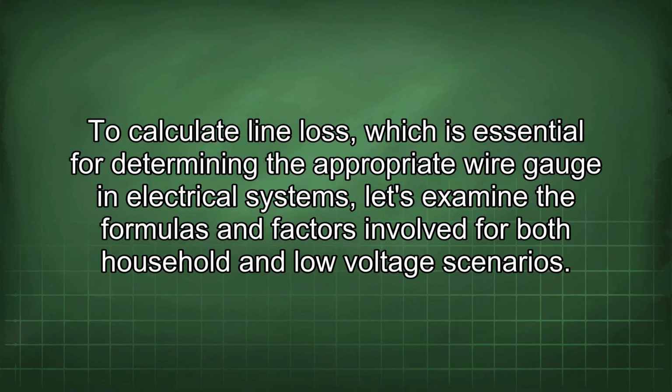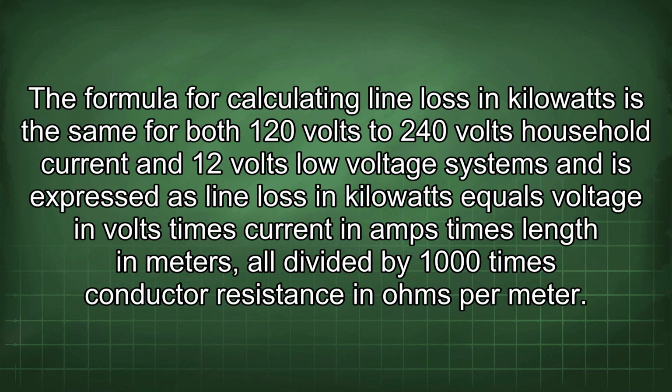To calculate line loss, which is essential for determining the appropriate wire gauge in electrical systems, let's examine the formulas and factors involved for both household and low voltage scenarios. The formula for calculating line loss in kilowatts is the same for both 120 volt to 240 volt household current and 12 volt low voltage systems, and is expressed as: line loss in kilowatts equals voltage in volts times current in amps times length in meters, all divided by 1000 times conductor resistance in ohms per meter.